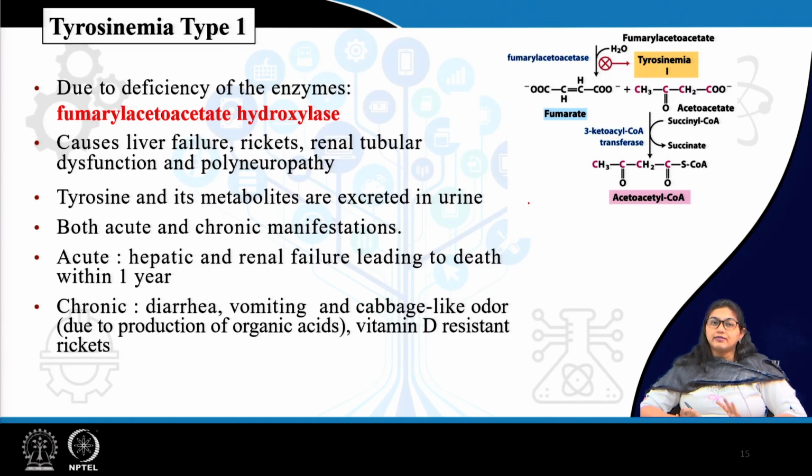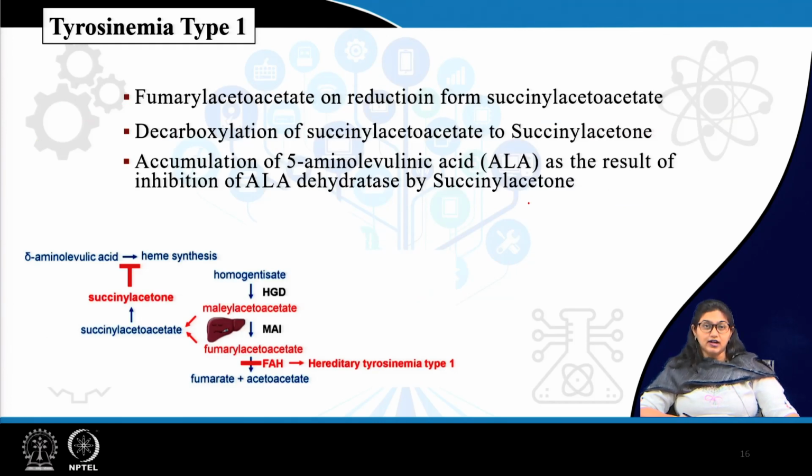Now, also there is vitamin D resistant rickets. Now, why is there vitamin D resistant rickets? Because the renal tubules are affected, and when the renal function is affected, remember phosphate excretion is affected. So, this is basically hypophosphatemic rickets, and when treated with vitamin D, these types of rickets do not resolve. So, that is why it is called vitamin D resistant rickets, which is manifested in tyrosinemia type 1.